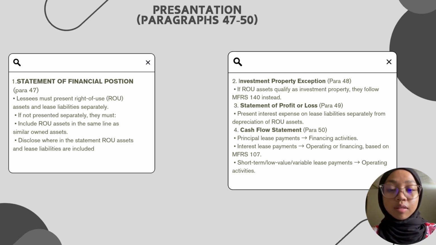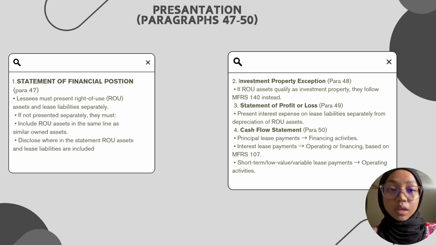So next is the statement of profit or loss, which is in paragraph 49. It must be separately presented, which includes the interest expense on lease liability and depreciation of right of use asset. The separation of these two shows that the depreciation shows the use of the asset and the interest shows the financing cost.